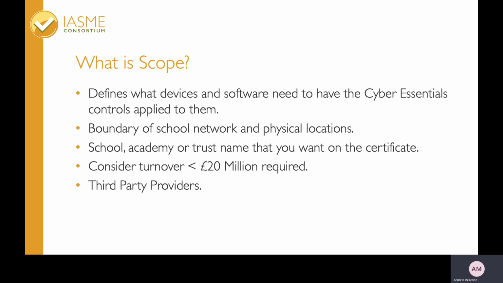Consider your turnover. If you get more than 20 million a year in turnover, so in your outturn, then you're ineligible for that free cyber insurance. So again, that's another time when you could use segregation, which we're going to come on to in a future presentation, to divide those schools up and get yourself eligible for that insurance.